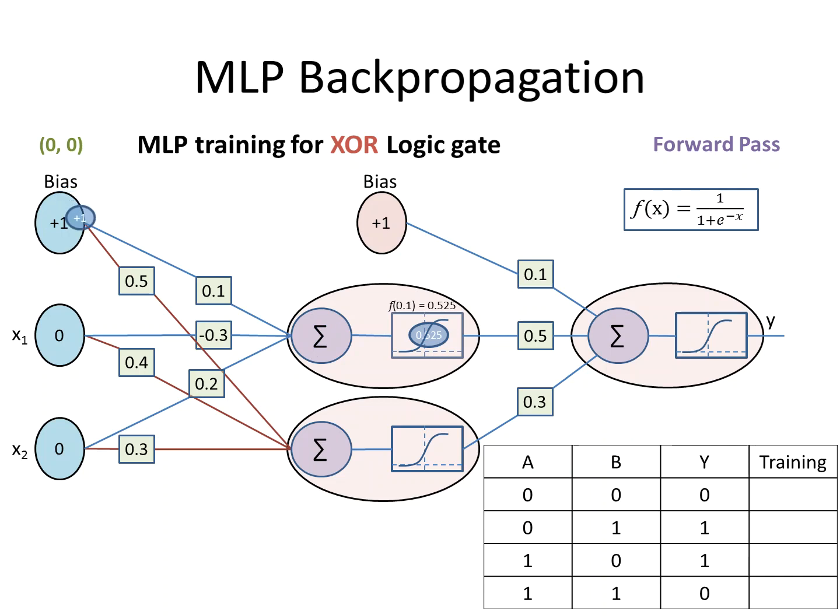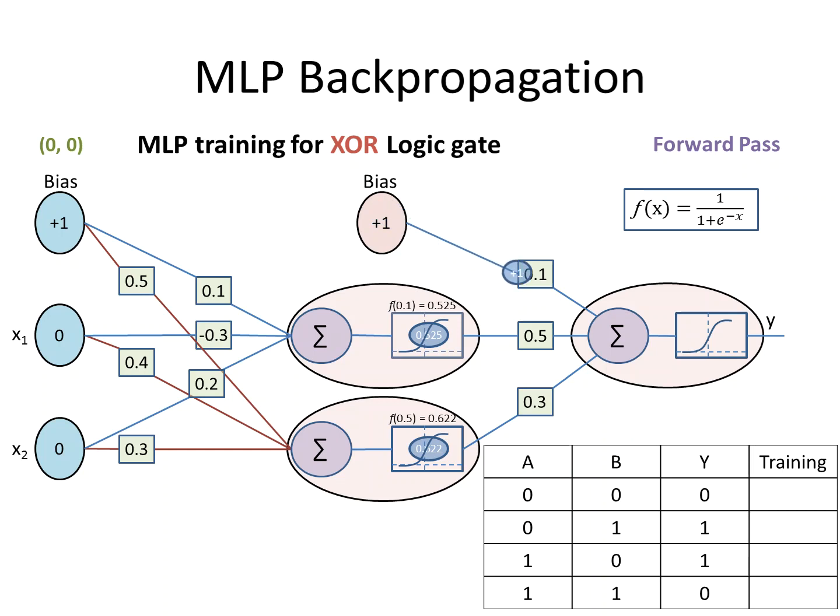Next, for the second neuron, the bias gives me the output as 0.5. First input 0, second input again 0. So the overall summation comes out to be 0.5, and then again it is passed through the sigmoid function, and it gives me the output as 0.622.